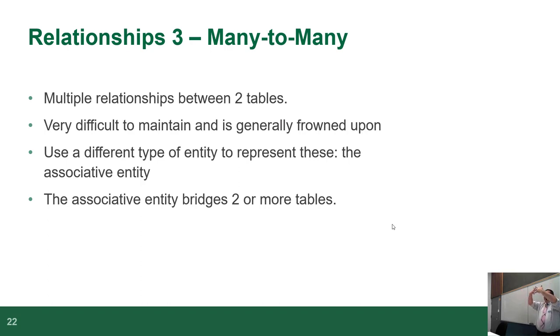So instead of the parents going like this, the parents are going like this. So this is complicated. This is simple. So this one down here can't exist unless both of these exist. But these guys can exist with or without each other. And so the associative entity is designed to bridge two or more tables. That's its purpose in life, to connect two or more tables.